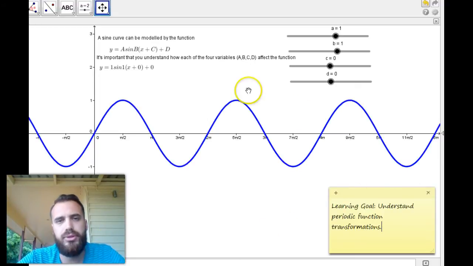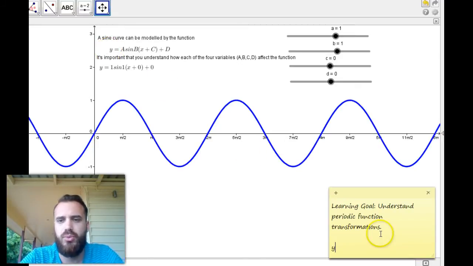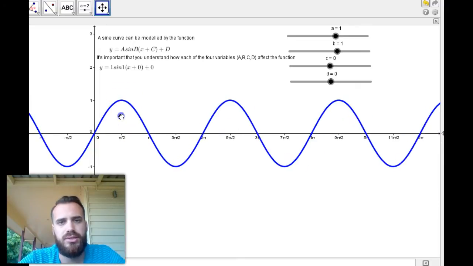Now you should remember from last year that a sine curve can really be written just simply as y equals sine x. Now what we're looking at here in this function is y equals sine x. Now a couple of things about this function. It has an amplitude, that is a distance from the x-axis up to the top of 1. That's to be expected from y equals sine x.